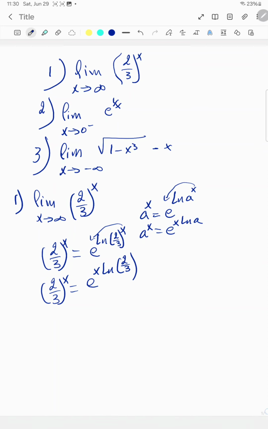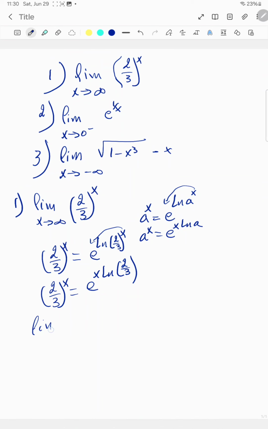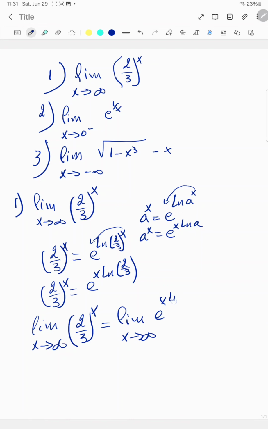So now if I want to study the limit when x goes to infinity of 2 divided by 3 to the power of x, it is equal to the limit when x goes to infinity of e to the power of x ln 2 divided by 3. If you use your calculator and you do ln of 2 divided by 3, you will get approximately minus 0.4. So now I want to study the limit when x goes to infinity of x times minus 0.4.